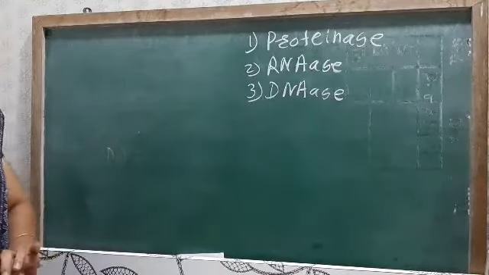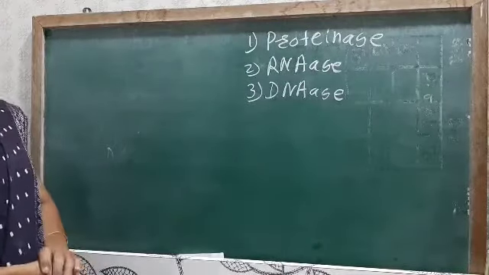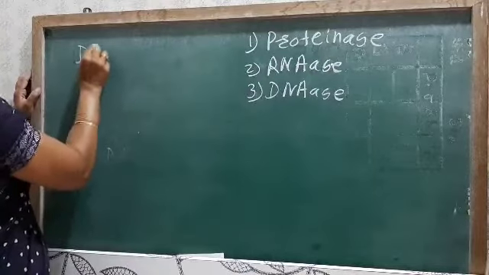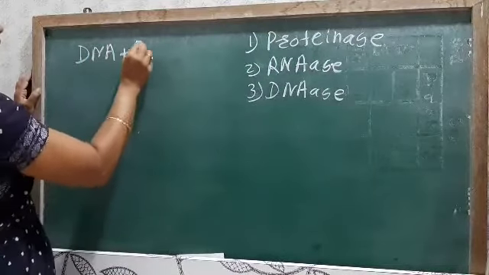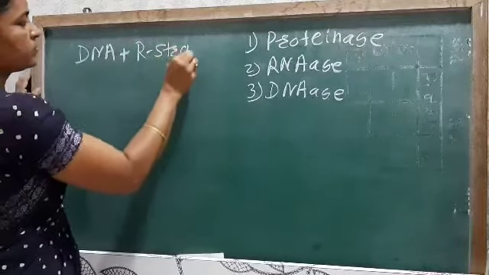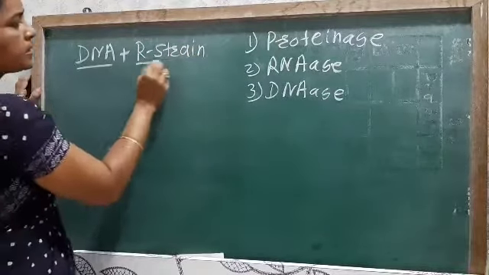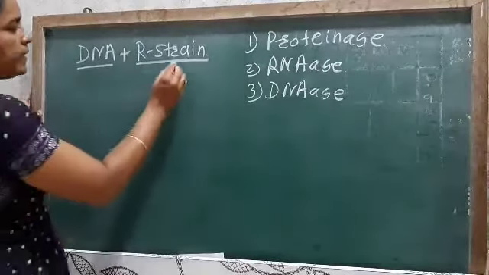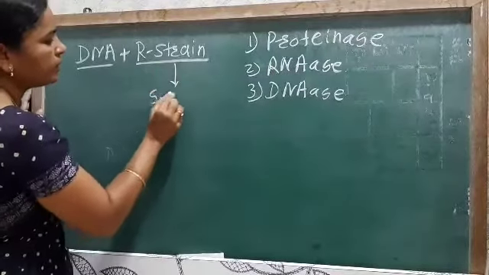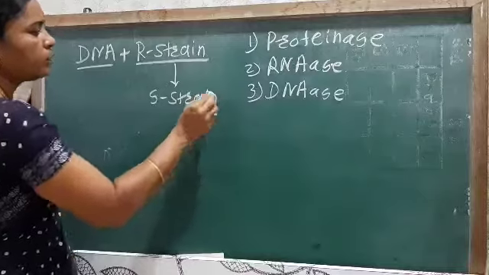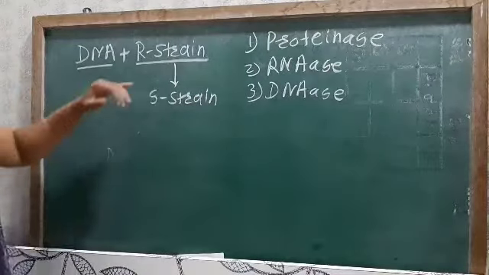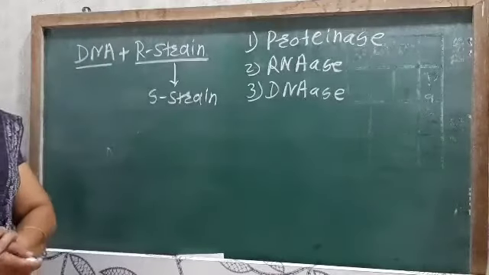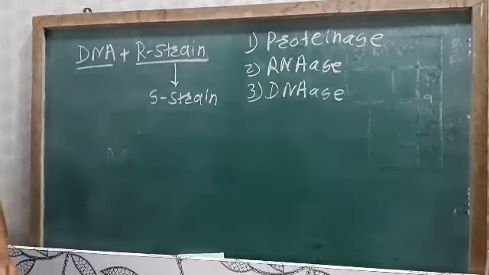So in the last step of the Avery, MacLeod and McCarty experiment, we have seen DNA plus R strain, and the R strain gets transformed into the S strain. So the DNA is a transforming principle. Okay, so they used the DNase enzyme.